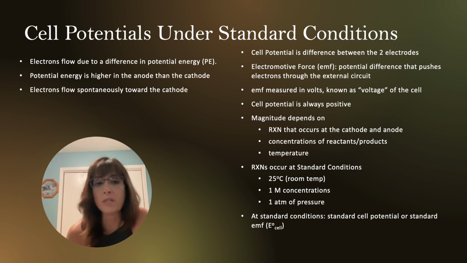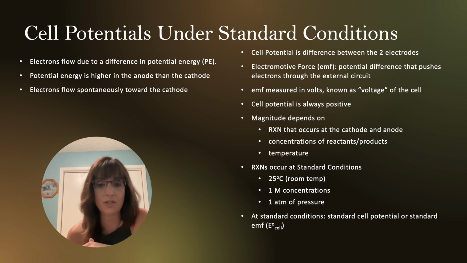Cell potential is always positive. Otherwise, the battery doesn't work. If you get a negative, you've got your wires flipped backwards because it's not going to go in a negative direction. It's just not spontaneous. The magnitude of the voltage depends upon three things: the reaction that's occurring, the concentration of the reactants and products, and we'll take a look at that in this unit, and temperature.